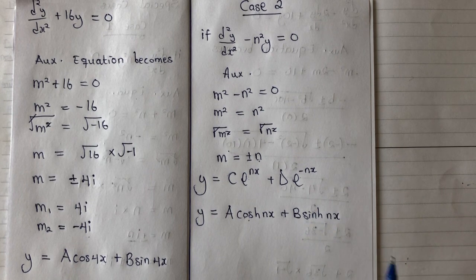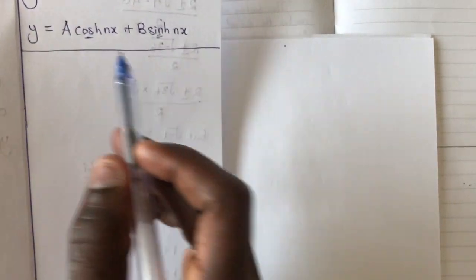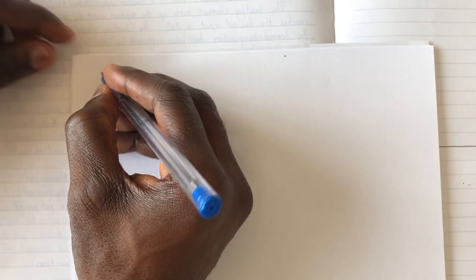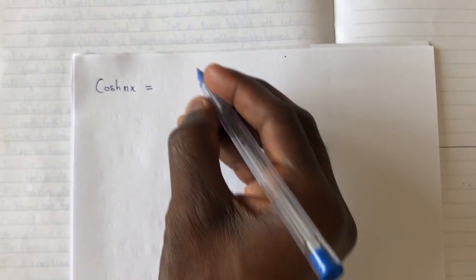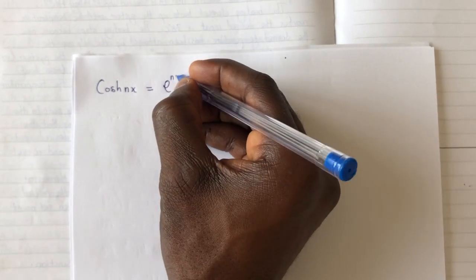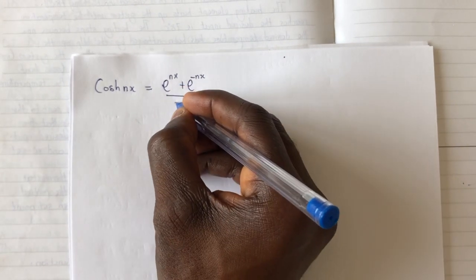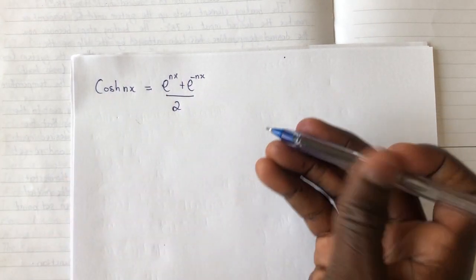Sin nx. So now let's prove this. In hyperbolic functions, I'll work with cosh and sinh. In the hyperbolic function, you should note that cosh nx is the same as e raised to the power nx plus e raised to the power minus nx all over 2. This is a general rule for this one.